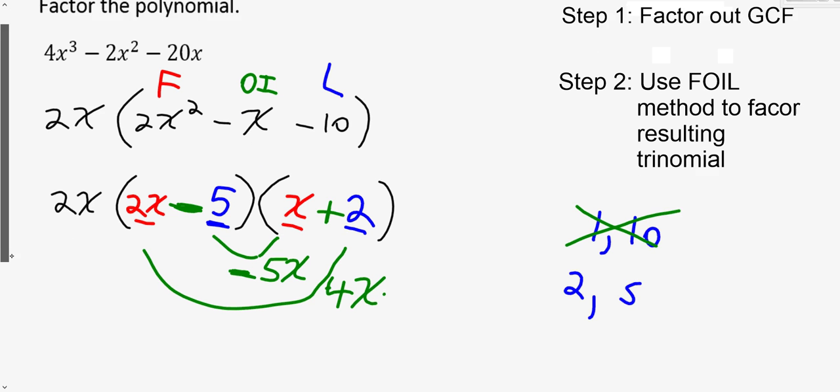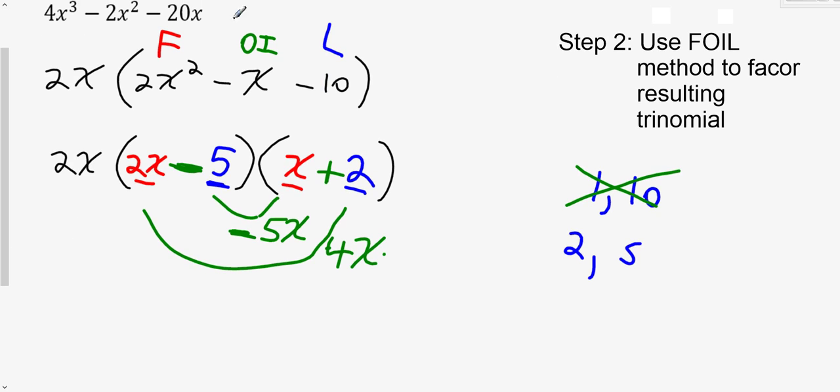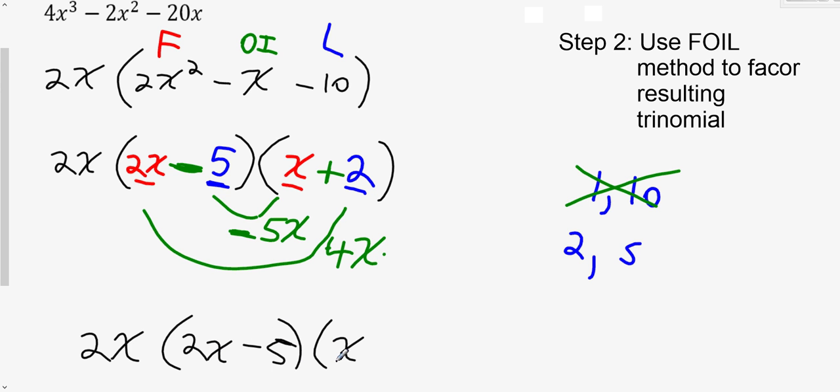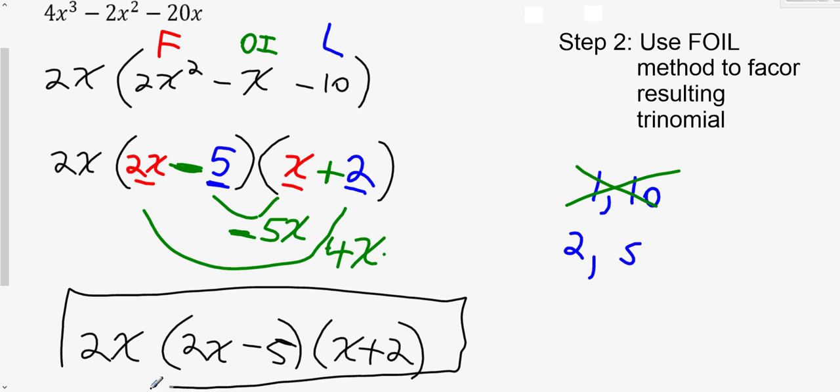And there you have it. The factorization of that trinomial: we have a monomial factor, 2x, but we have two binomial factors, one 2x minus 5 and one x plus 2. So those are the two binomial factors, and there's the monomial factor. So this is the complete factorization of that original trinomial.